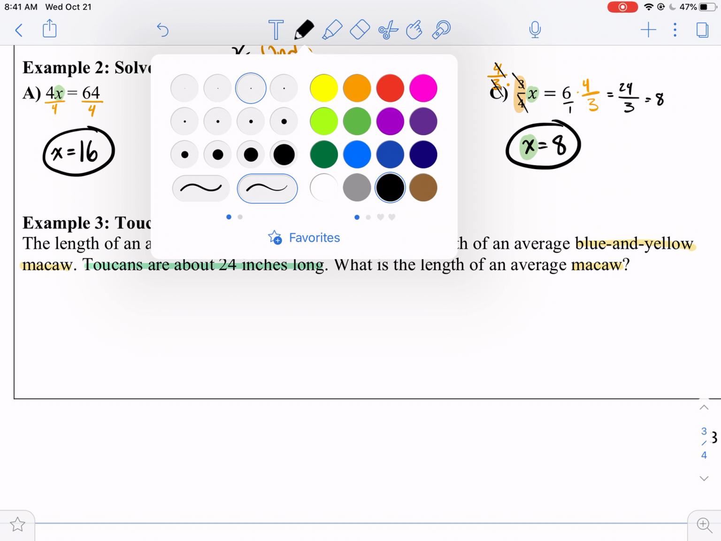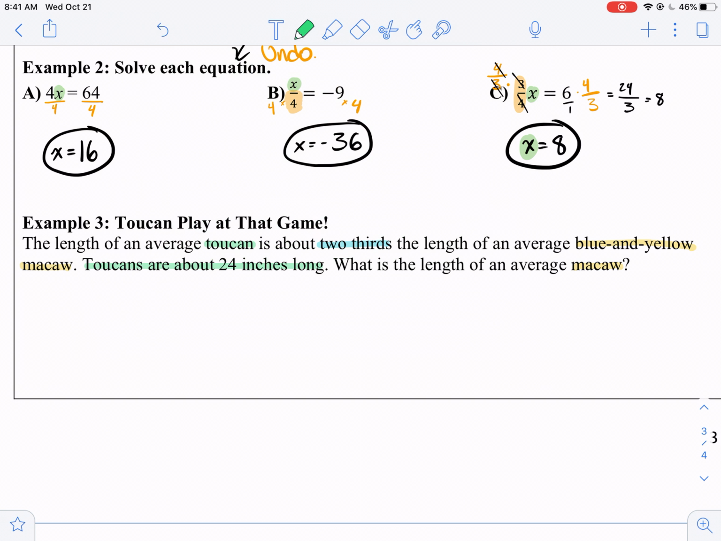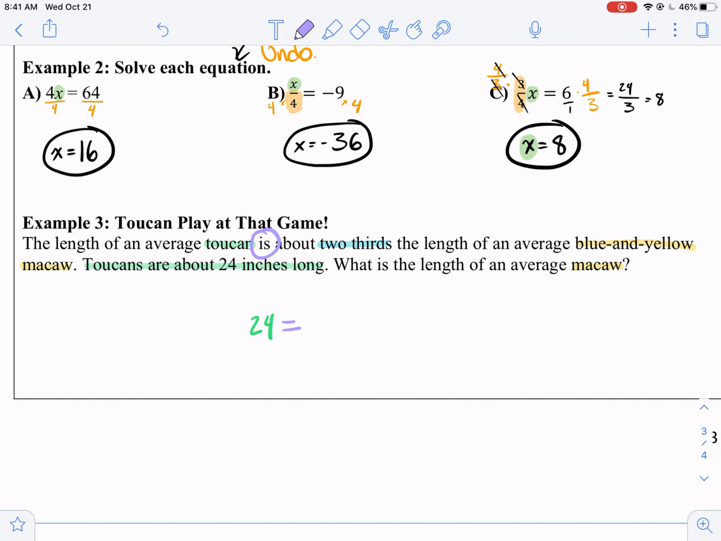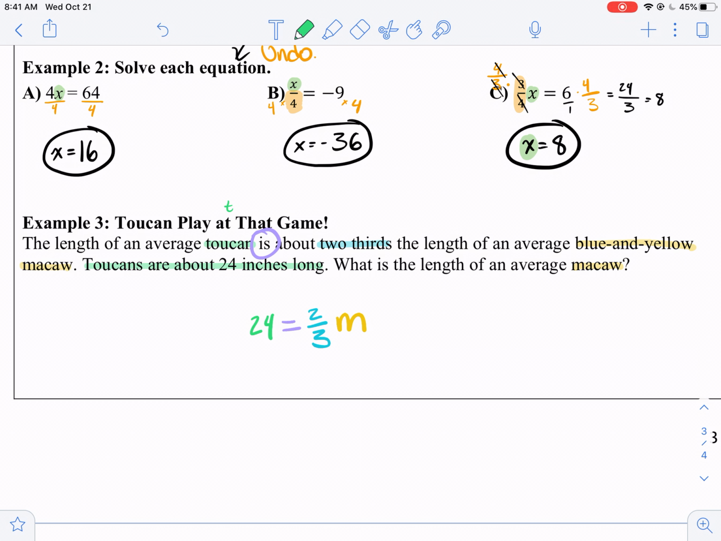What do we know? We know that toucans are 24. So we can say 24. Is means equals. 24 equals, and then 2/3 the length of the average macaw. Well, we don't know what that is, so we're going to call it m. So we put this into math language right here. So we know our toucan is 2/3 the length of the average blue and yellow macaw.